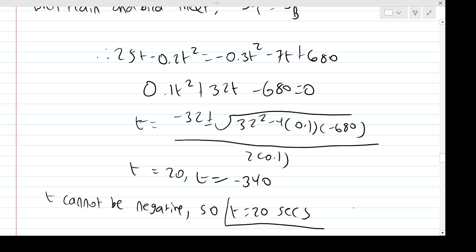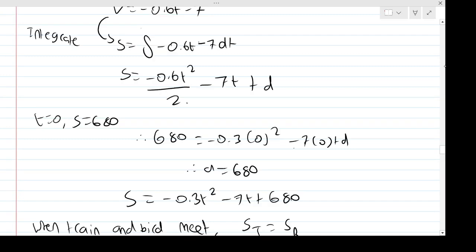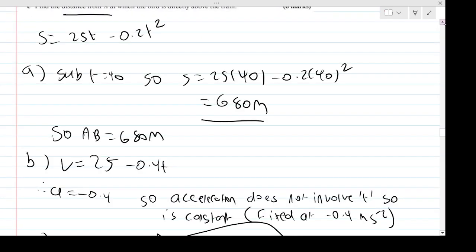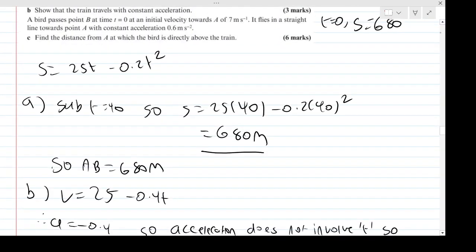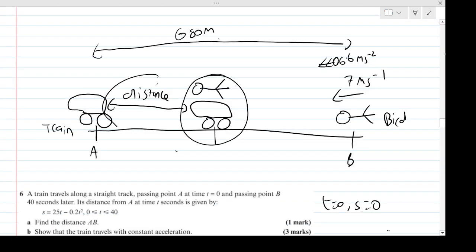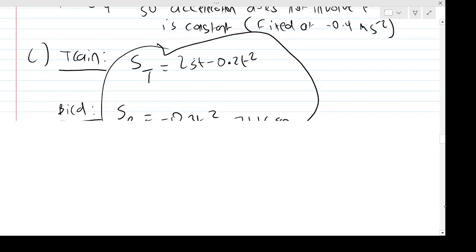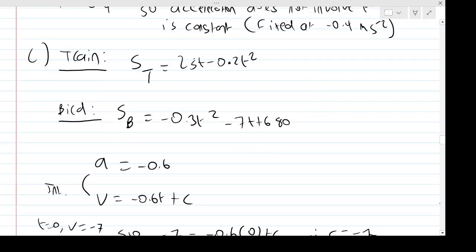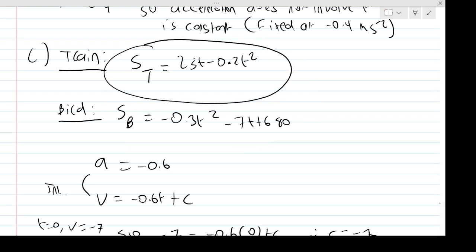So this is the time when the bird and the train meet at the same point, right? But they're not asking us for the time when they meet. They asked me for the distance, right? This distance here from the point A to when they meet. So actually that is just the displacement then, right? At the point they meet, but we know the time they meet. So at that point, we can just use either displacement formula, right? And substitute that time in. So let's say we substitute it into this one here, this displacement here.